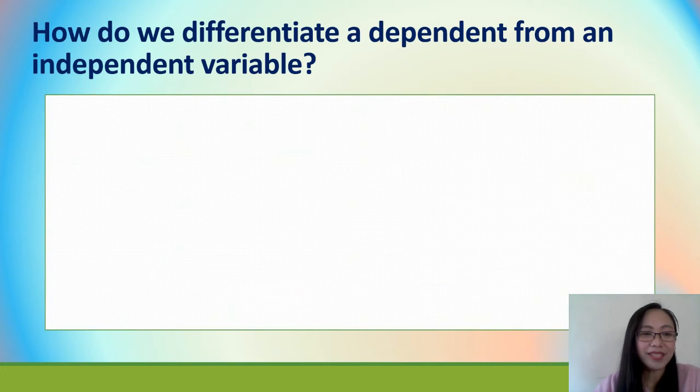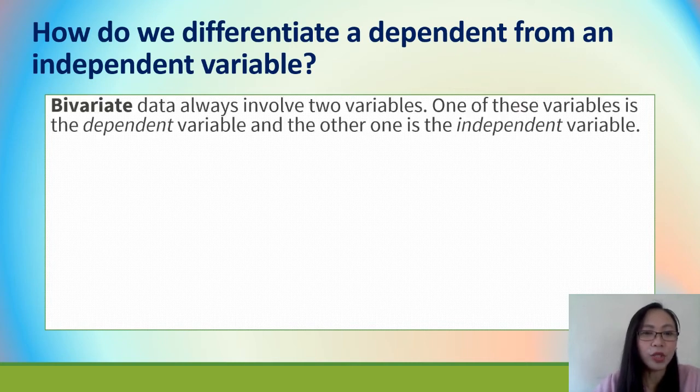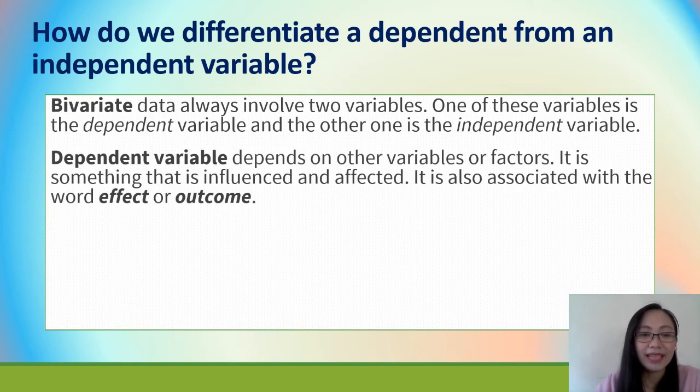Before we answer this, let us recall the term bivariate, which we may have met prior to this lesson. Bivariate is used to describe data that always involve two variables. One of these is the dependent variable, and the other one is the independent variable. The dependent variable depends on other variables or factors. It is something that is influenced and affected. It is always associated with the word effect or outcome.